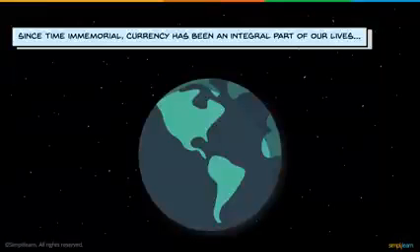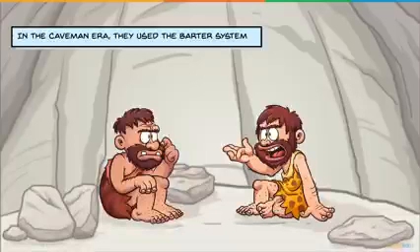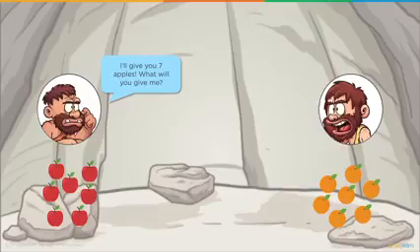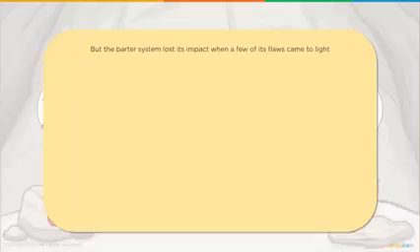Since man evolved, currency has been a very important part of our lives. In the caveman era, they used the barter system. Now the barter system involves goods and services being exchanged among each other. So now we have a situation where a caveman is exchanging 7 apples and getting oranges in return. The barter system fell out of use because it had some glaring flaws.